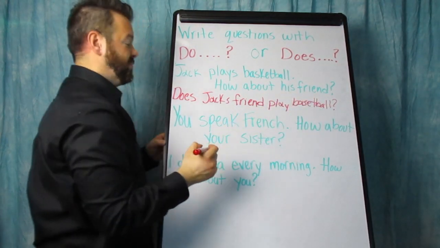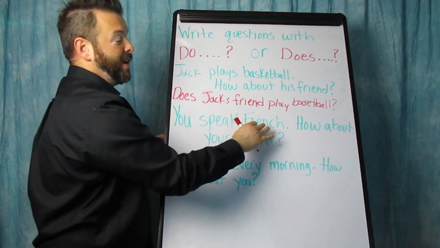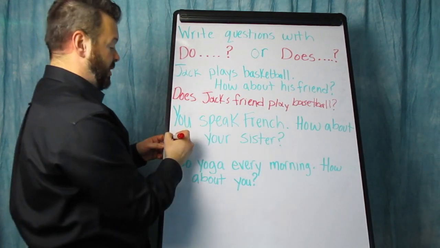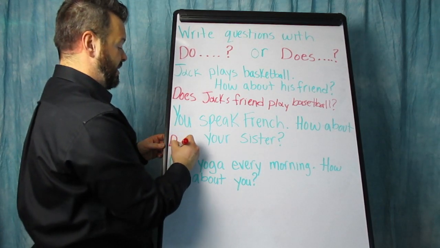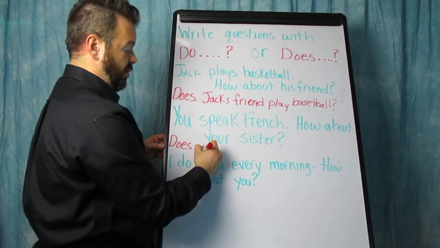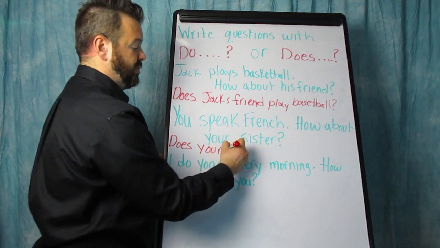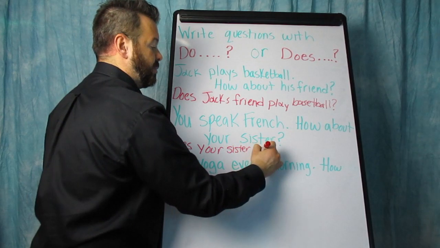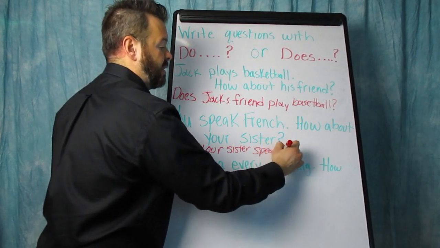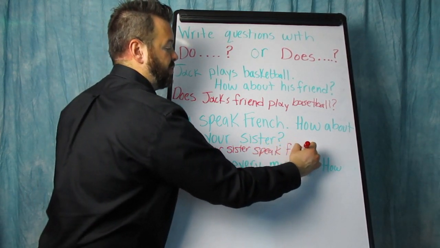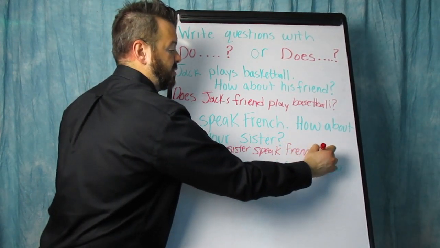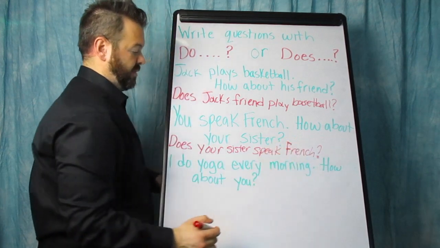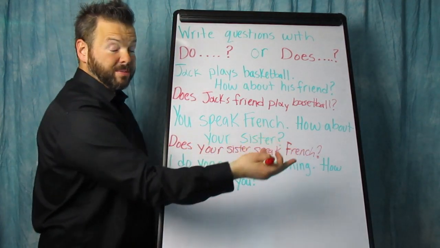Let's make a nicer K. All right, you speak French. How about your sister? So you can say, does your sister speak French? Let's make that a nicer capital F. So, does your sister speak French?